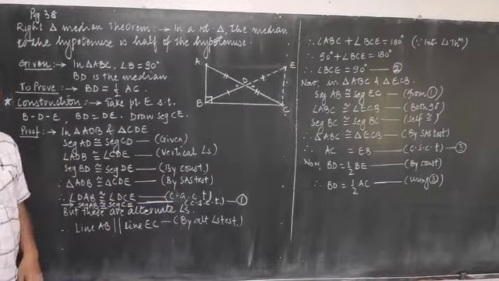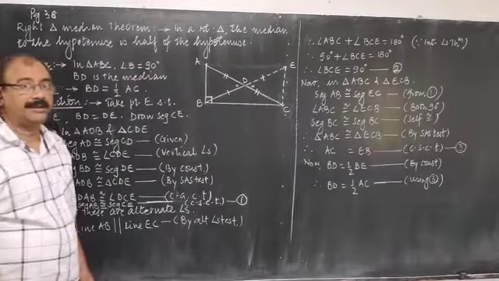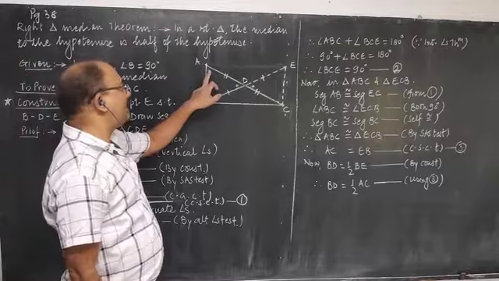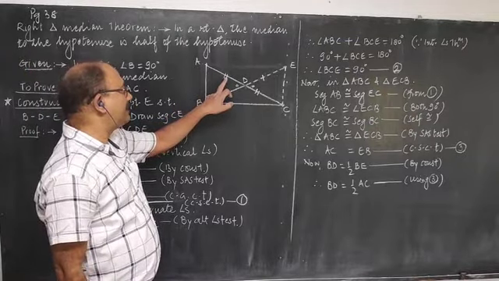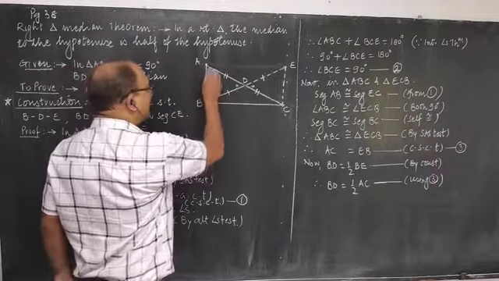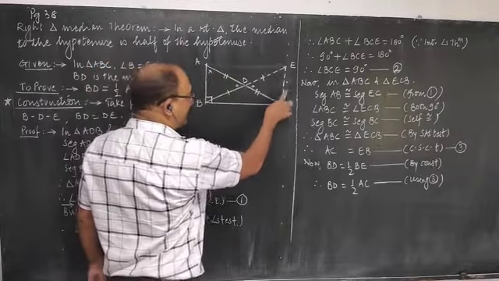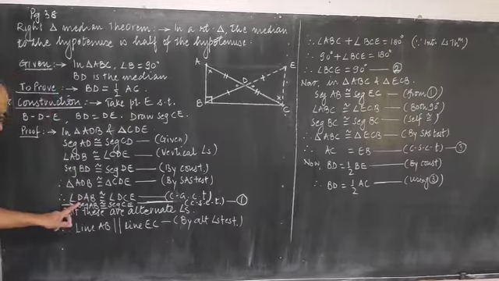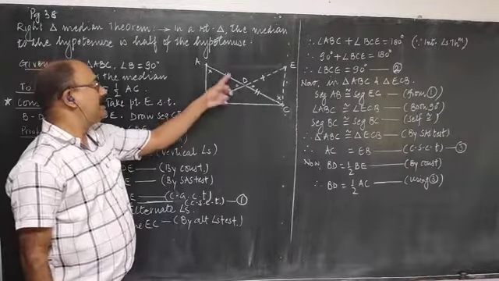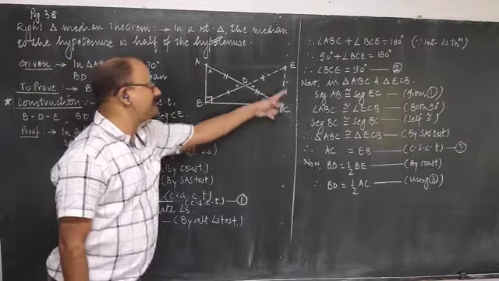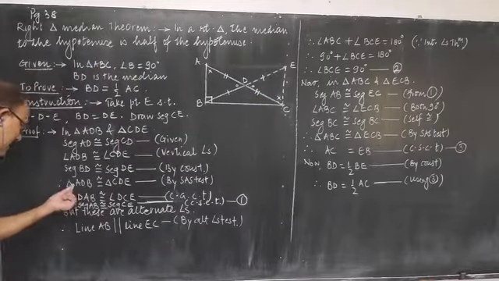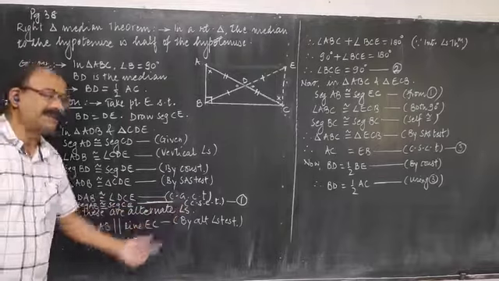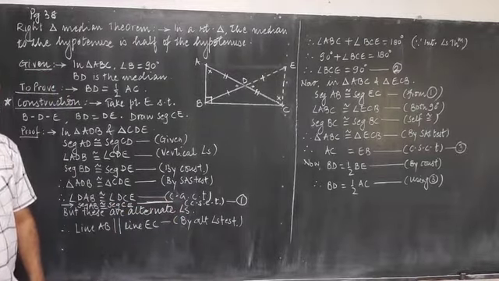Now, if the triangles are congruent, obviously the corresponding sides and angles will overlap. So, which angle will overlap? The angle between these two sides is this angle, and the angle between the corresponding sides is this angle. So, these two angles will be congruent. We have written angle DAB is congruent to angle DCE, because these are the corresponding angles of congruent triangles.